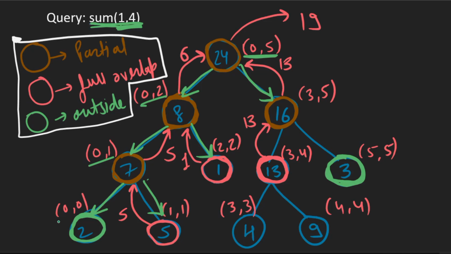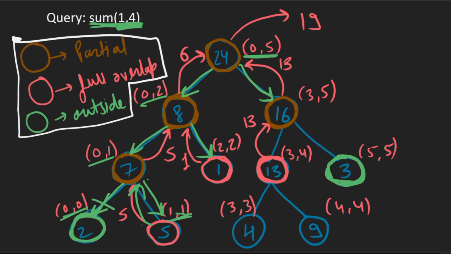In the left child we have the range 0 to 0. So 0 to 0 is outside the range 1 to 4. So we ignore this node. Then we go to the right child. In the right child we have the range 1 to 1. So 1 to 1 is fully overlapping with the range 1 to 4, right? So we take the value of this node.